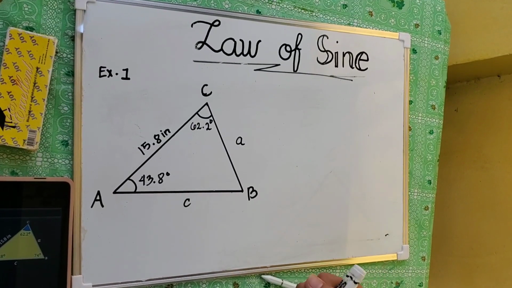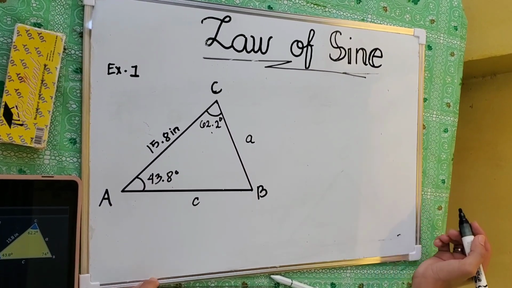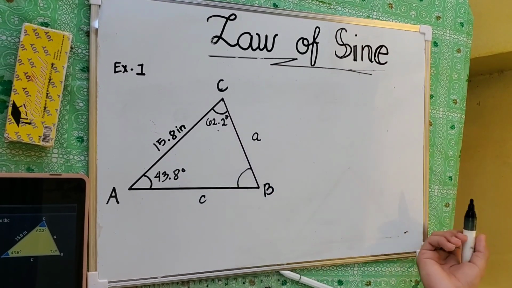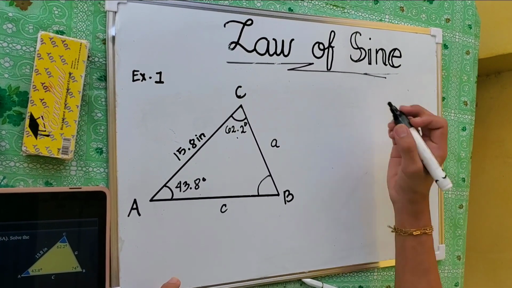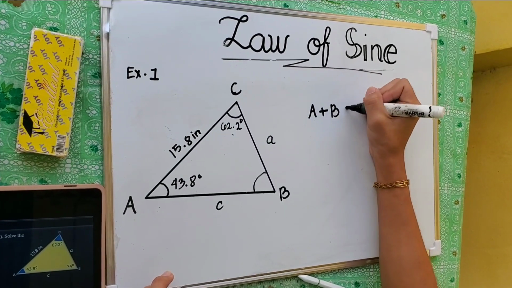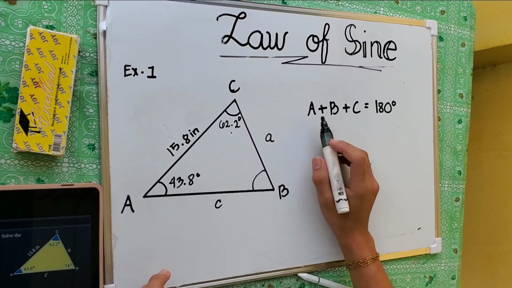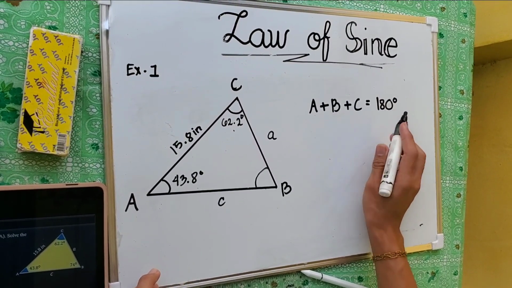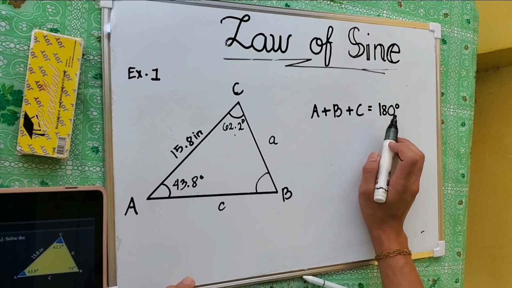Since we have two given angles, which are angle A and angle C, there is one unknown angle, which is angle B. To solve for this third unknown angle, we need to use the triangle sum theorem. What is the triangle sum theorem? It says that angle A plus angle B plus angle C is equal to 180 degrees, or the measure of angle A plus the measure of angle B plus the measure of angle C is equivalent to 180 degrees.